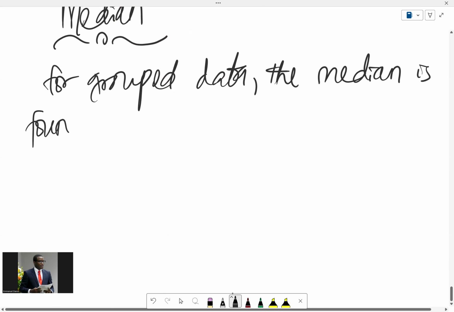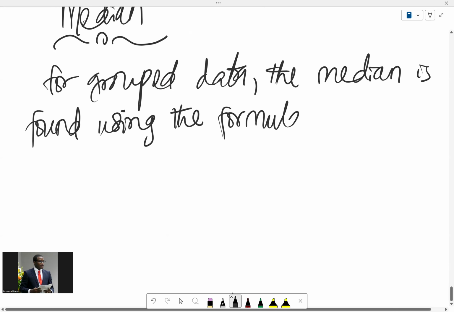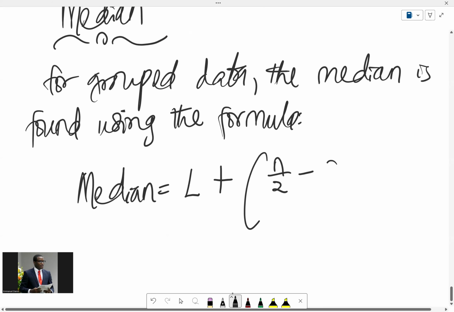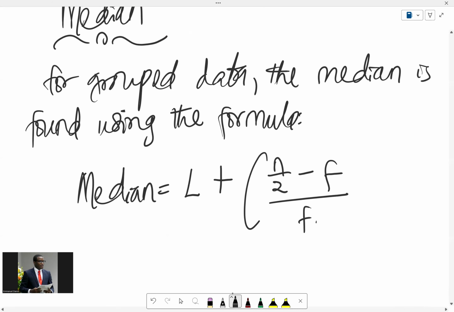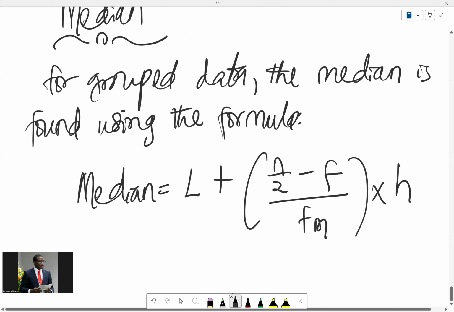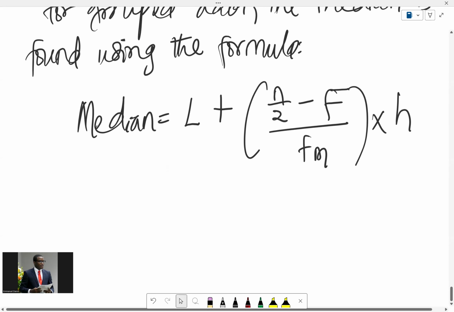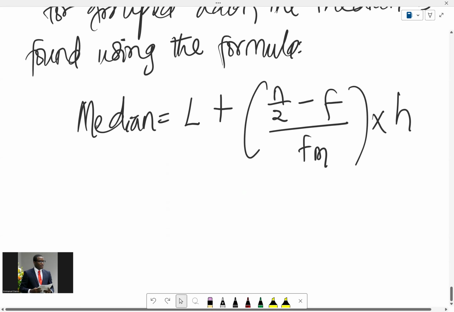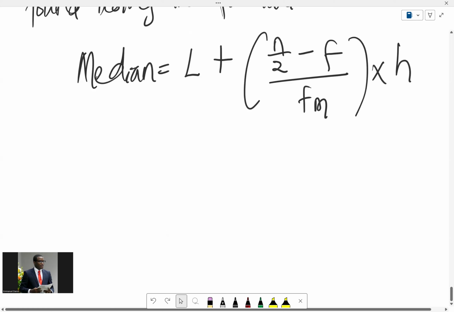The median is found. You have to use the formula in this case. Using the formula, median is equal to L plus N over 2 minus F divided by FM multiplied by H. Now it looks complicated somehow, but you just need to understand the formula and interpret it as appropriate. So what do these terms mean?